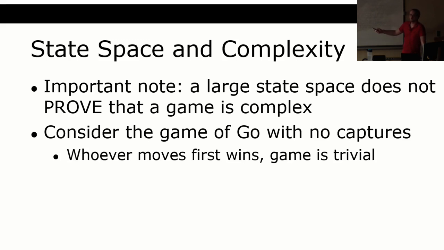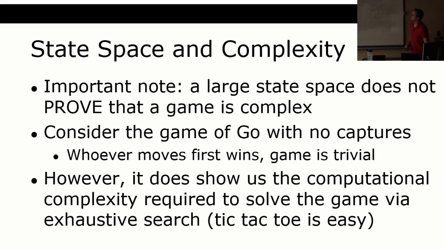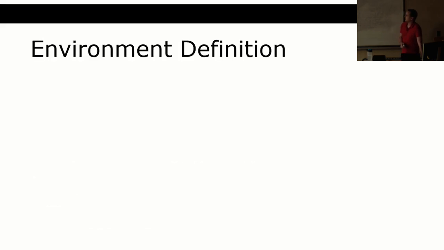So you know you've solved this game of Go. Even though this version of the game still has the same state and action complexity of the original version of Go, you can work out in your head that this game is trivially solvable. And it doesn't matter what action you take, because you'll always lose. So it doesn't mean that it is complex, it just means that it can be complex. So it shows us that the computational complexity required to solve the game via exhaustive search, meaning searching everything that could possibly happen, is easy.